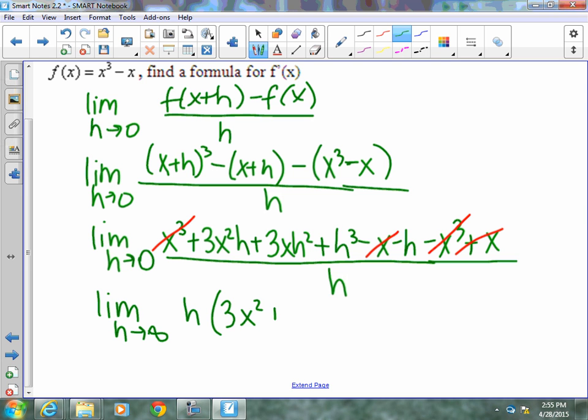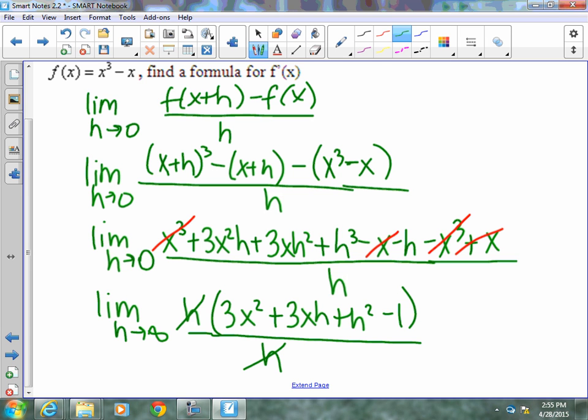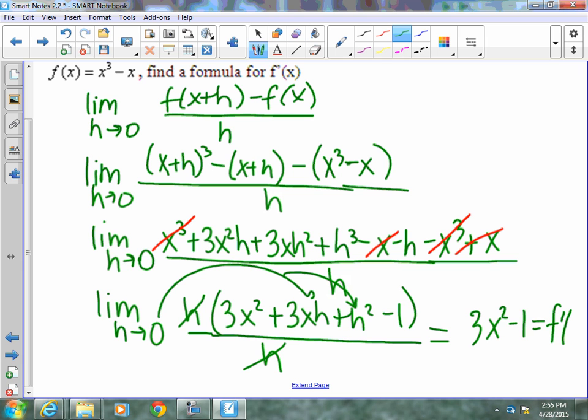We have 3x squared plus 3xh plus h squared minus 1 all over h. My h's cancel. We're not approaching infinity. We'll get to that later. We're approaching 0. We can plug that 0 in for my h's now, and we get 3x squared minus 1. And this is f prime of x. It is the equation for the derivative.